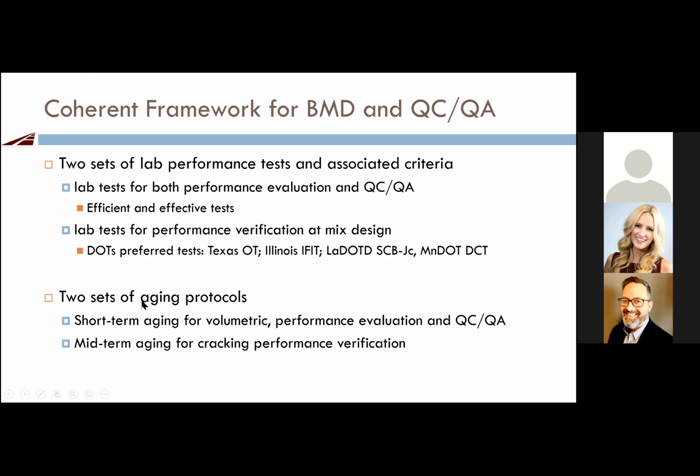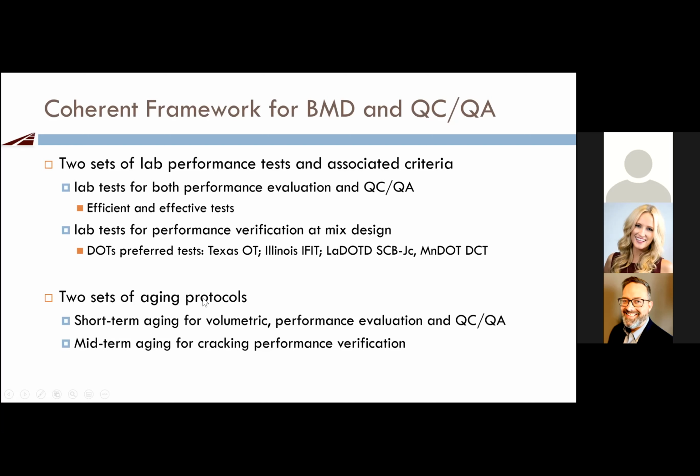And also, for the aging protocol, short-term aging is really trying to address volumetrics, performance evaluation, and the QC/QA, because the QC/QA really needs both volumetrics, talking about the Rice value, and also performance evaluation, my rutting test acceptance, rutting test criteria, and also cracking test criteria. So all these 3 really talk about short-term aging. And we are now introducing mid-term aging. I'm going to give you more detail, specifically for cracking performance verification.